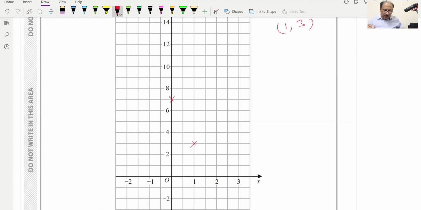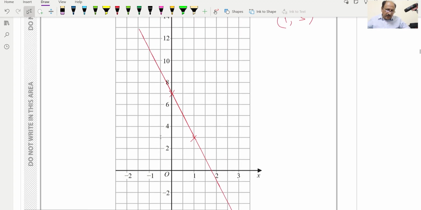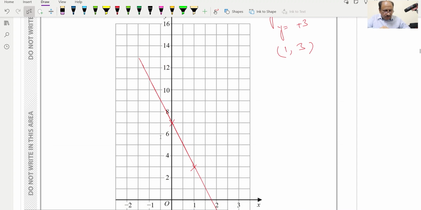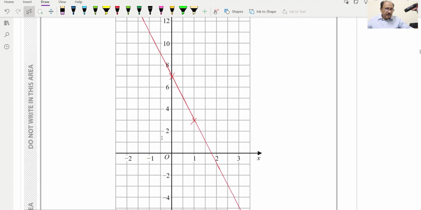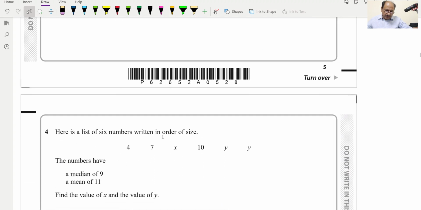Now we have to draw a straight line passing through these 2 points, and we can draw a line like this. We have to extend the line a little so that we can cover this graph up to this one, and from this side also we have to extend the line up to this point. Now this is the line which we have drawn, and this was a 3-mark question which we are done with.